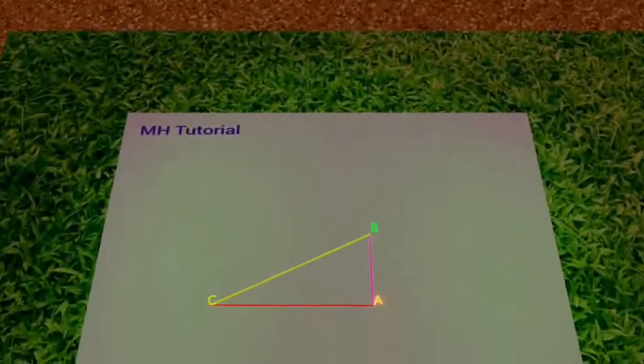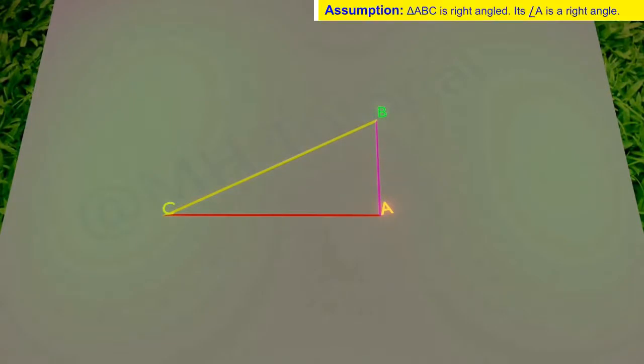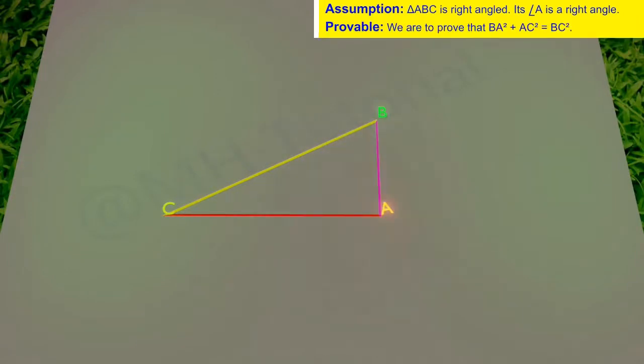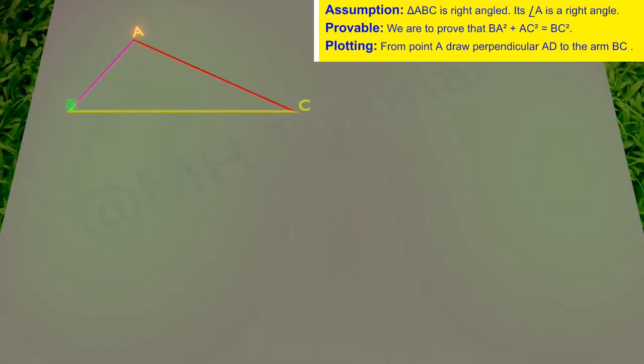Now it is time to prove the theorem of Pythagoras. A right triangle ABC is taken, whose angle A is a right angle of 90 degrees. We will prove that BC squared equals BA squared plus AC squared. Let's rotate the triangle a little. From point A, a perpendicular is drawn on the side BC. The name of the perpendicular is AD. This perpendicular divides triangle ABC into two smaller triangles. We get a total of three triangles here.